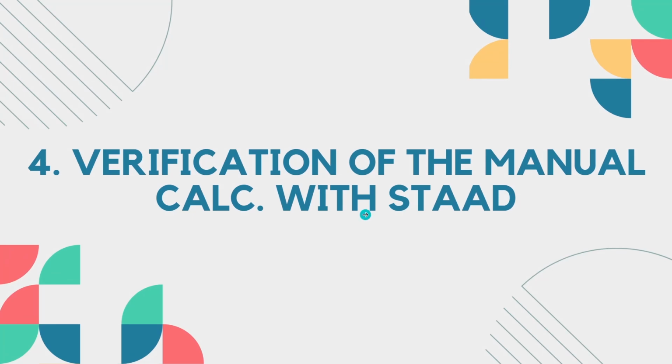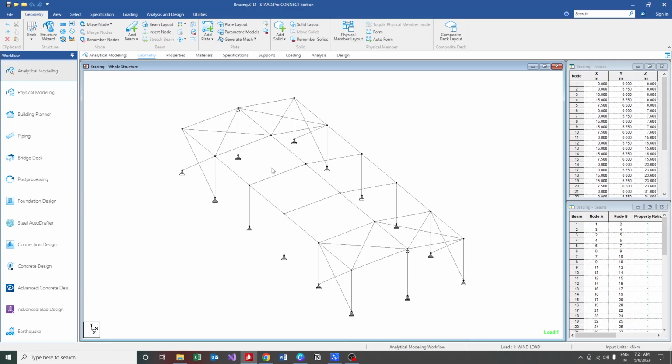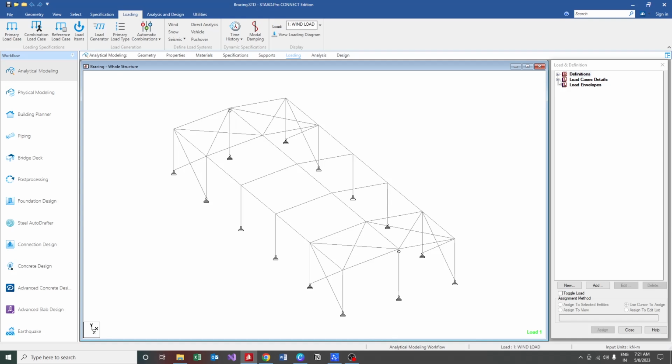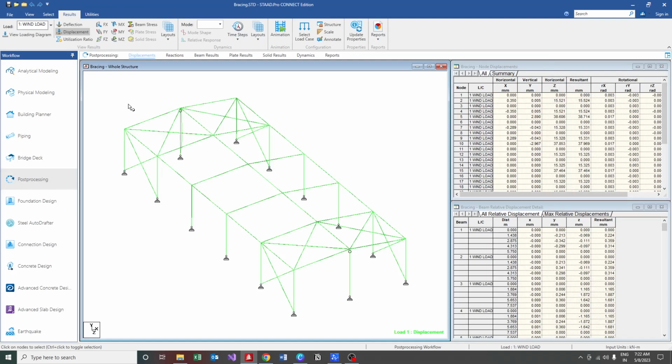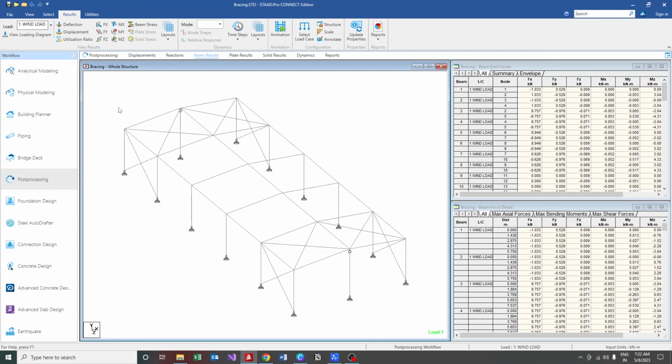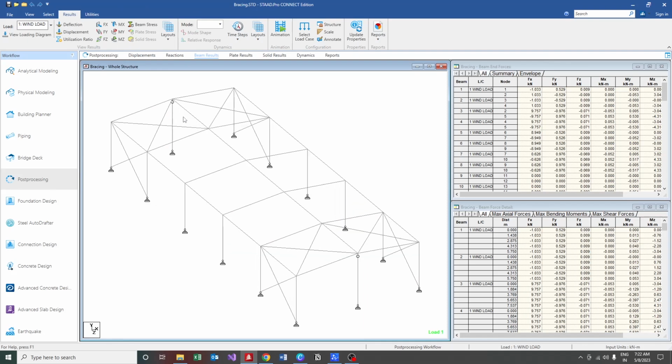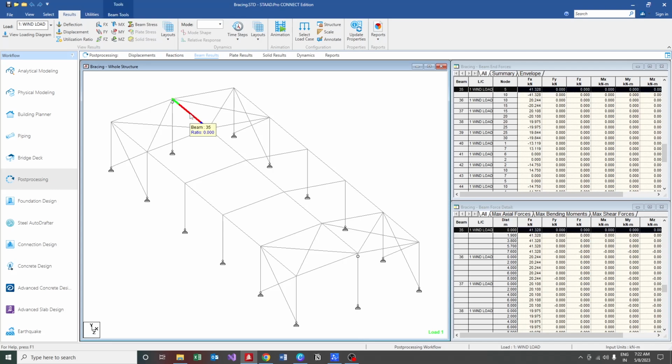Moving forward to the last part of the video, which is verification of the manual calculation with the STAAD model. The 3D STAAD model of the building we discussed is here, with the wind load applied on the wind column. So we have calculated it as 12.76 kilonewton per meter. Let's visually verify how the load is being passed on to each member. I have already analyzed the frame, so I am going directly to the post processing, to the beam results. I am switching off the diagrams. So as per our calculation, this member should have a force of around 41.47 kilonewton.